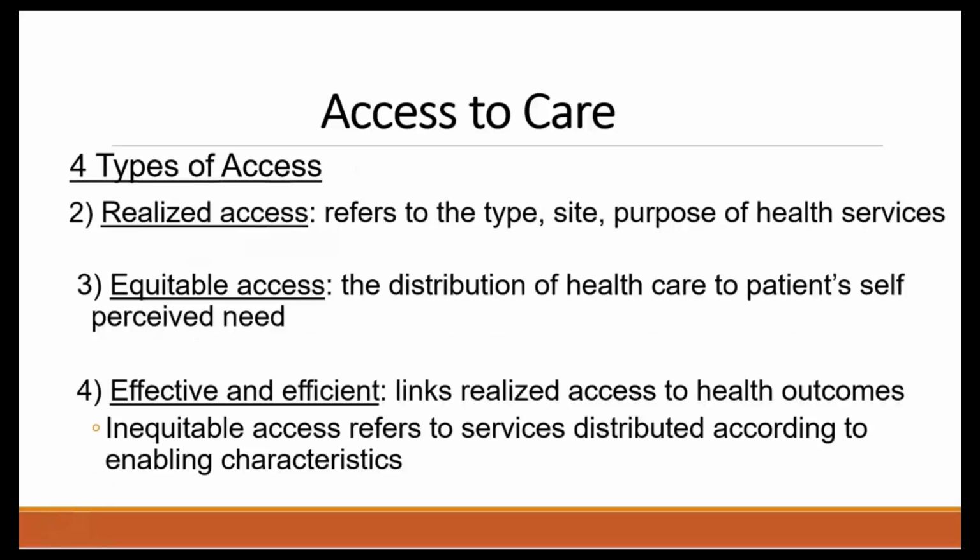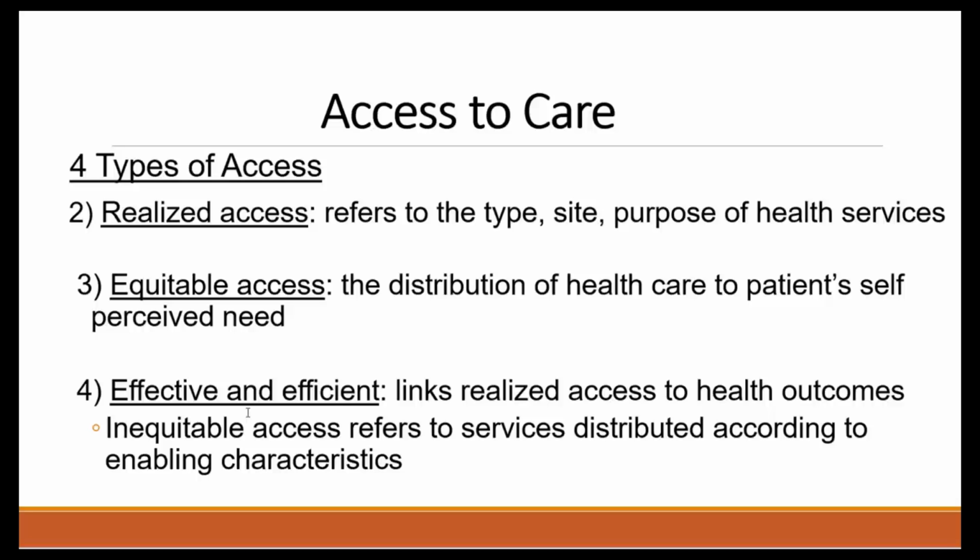Realized access refers to the type, site, and purpose of health services. So the type of utilization refers to the category of services rendered. So physician, dentist, or other practitioners, hospital or long-term admissions, prescriptions, medical equipment, etc. The site of utilization refers to the place where services were received. So was it an inpatient setting, such as a short-term stay hospital, mental institution, nursing home? So those are a couple of possible places of service.